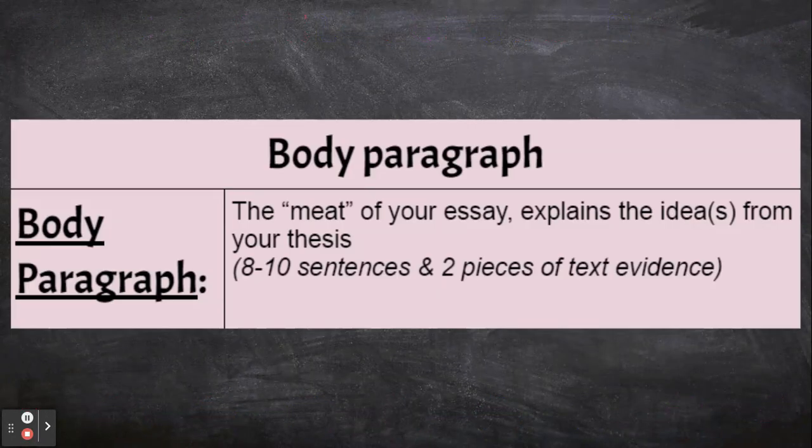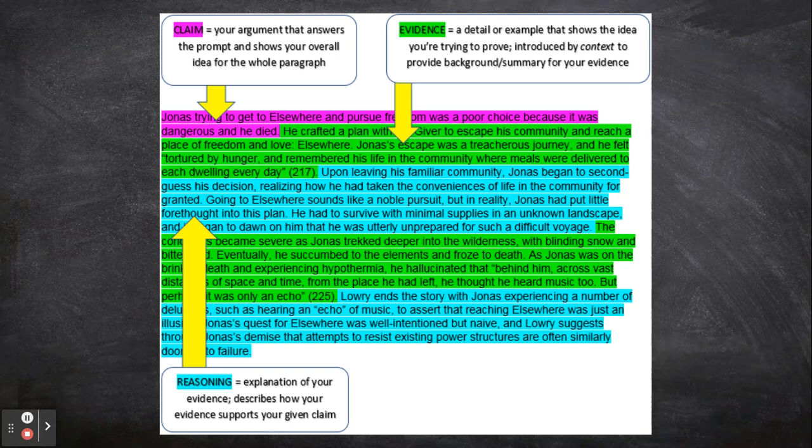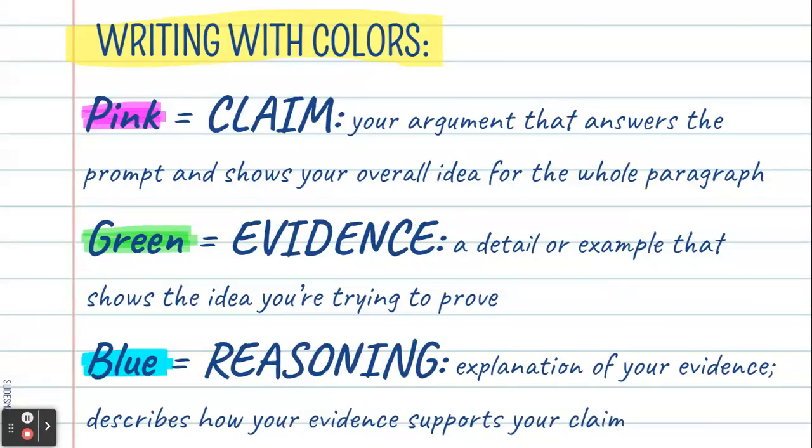Okay, on to the body paragraph. This comes second in the essay. 8 to 10 sentences, 2 pieces of text evidence, writing in colors. You see an example again based off that essay from The Giver about Jonas going to elsewhere. I said it was not a good idea. There's my claim, followed by evidence, reasoning, another piece of evidence, and more reasoning.